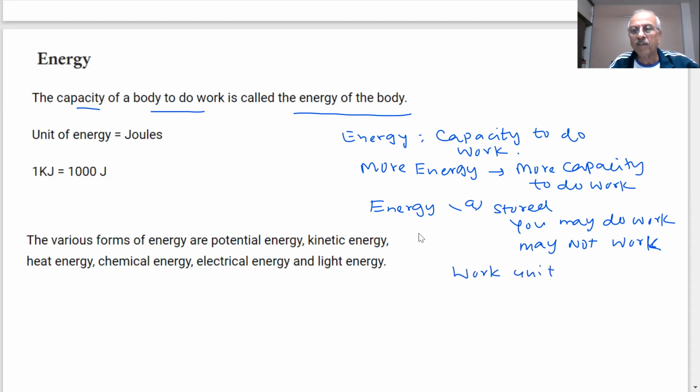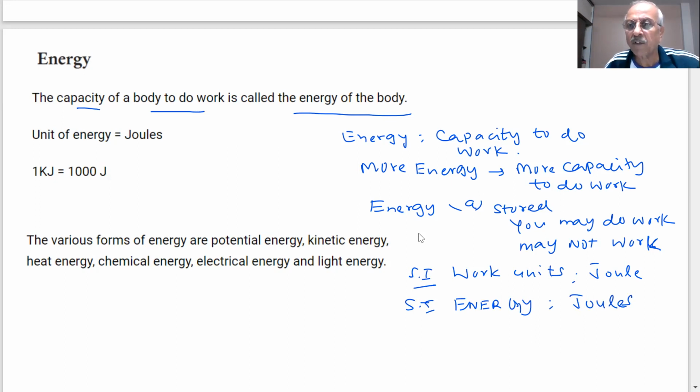What is the SI unit of work? Joule. And the SI unit of energy is also the same, joule. We say how much energy you have, so we're talking about how many joules. You have just seen, 1 joule means 1 Newton into 1 meter. That comes equal to 1 joule.